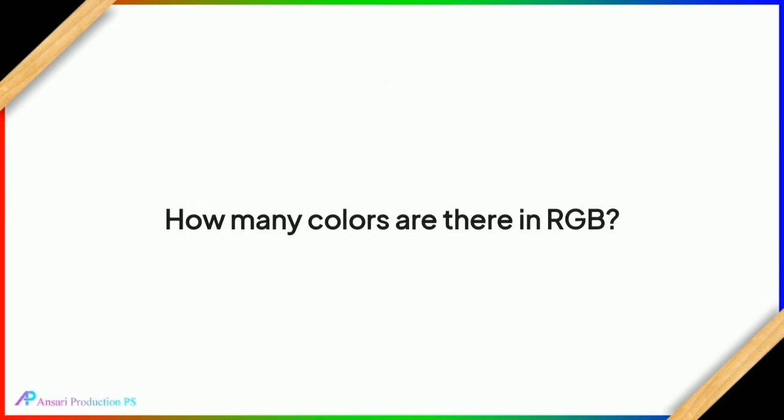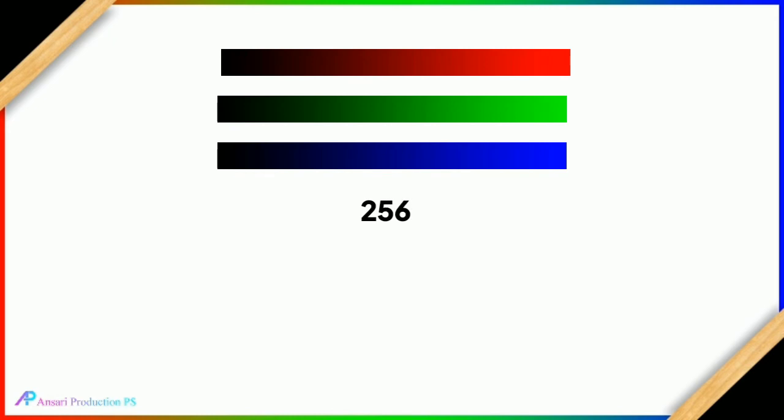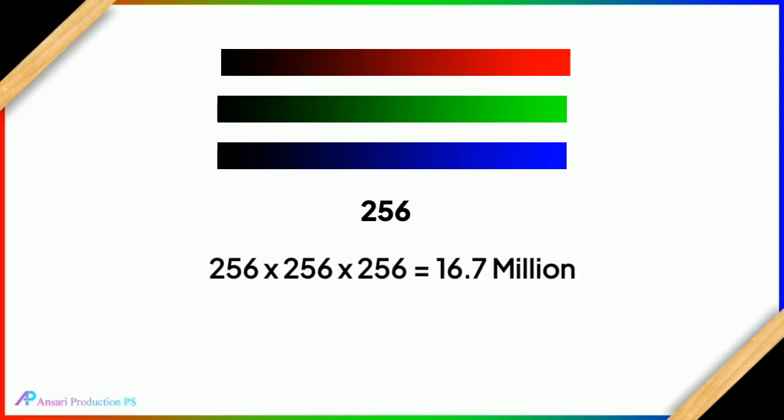The next question is, how many colors are there in RGB? The answer is, each color channel has 256 values, and multiplying them all makes 16.7 million colors.